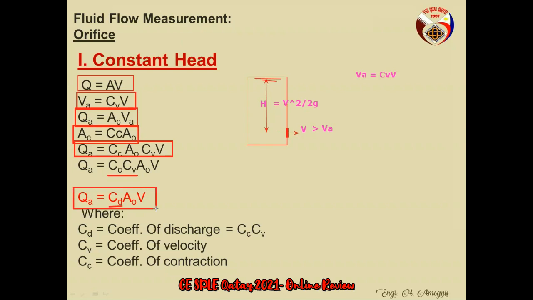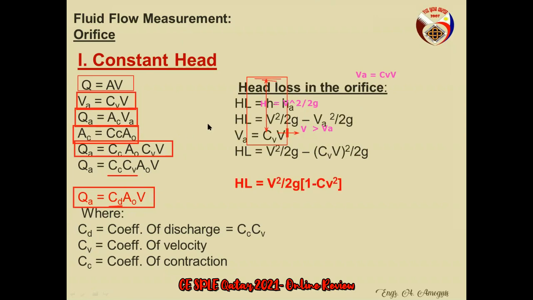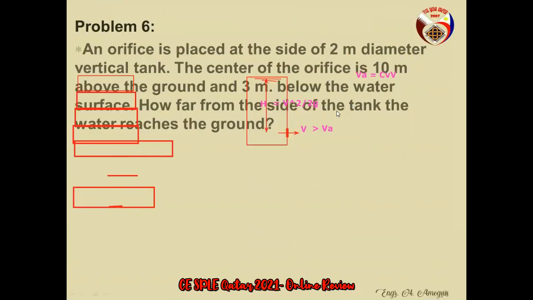Pagdating sa discharge, this always, Q actual equals CD times area of orifice times theoretical velocity, where theoretical velocity is square root of 2g. Now, sometimes may tinatanong sa problem, compute the head loss ng orifice. So, ano yung head loss ng orifice?